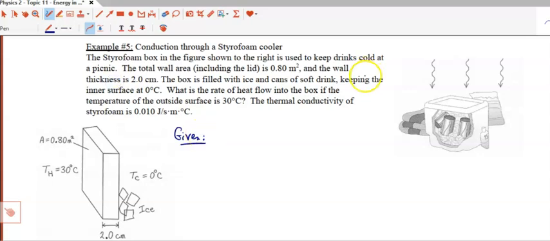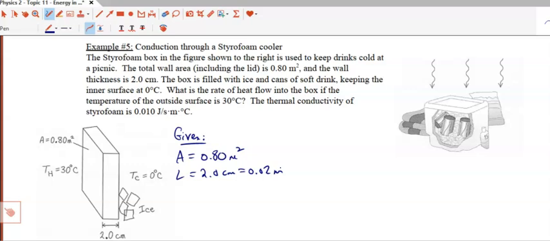We're told that the total area inside the walls has already been nicely calculated for you, and it's simply 0.8 meters squared. We're told the thickness of the wall, that's L, is 2.0 centimeters. And I'm looking at this and I'm thinking, centimeters, probably got to change it to meters, right? Got to have it in normal SI units, so 0.02 meters.